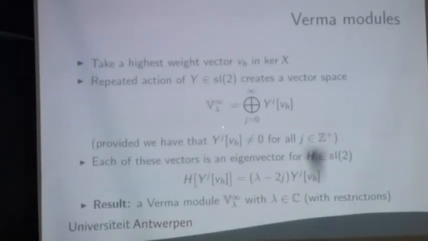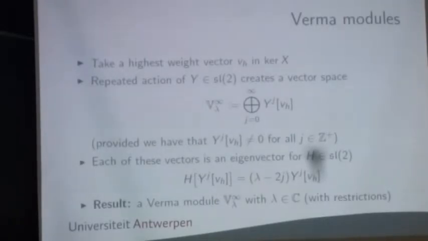And you may ask yourself, where is the index lambda coming into play? Well, it is because each of these vectors is an eigenvector for h. So if h acts on one of these vectors here that I just made, I get this eigenvalue. So if j is equal to 0, I get the maximal eigenvalue, and then they go down by 2.